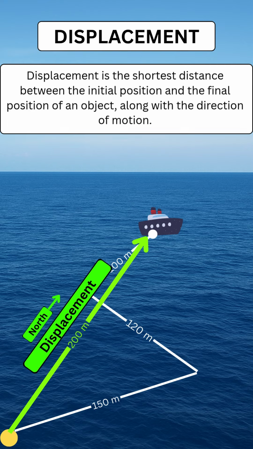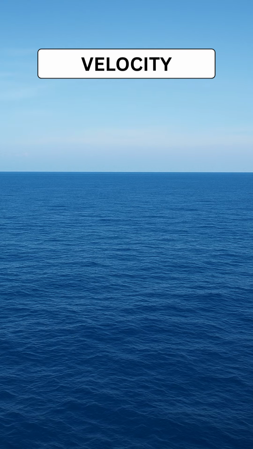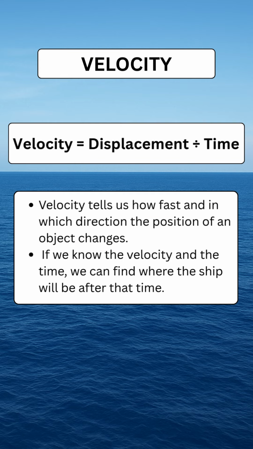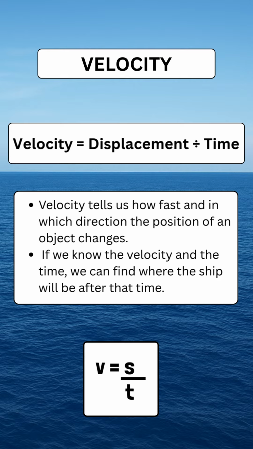Now, when we consider both displacement and time, we get a new quantity called velocity. The formula for velocity is velocity equals displacement divided by time. Velocity tells us how fast and in which direction the position of an object changes. So if we know the velocity of the ship and the time it's been moving, we can find out where the ship will be after that time.